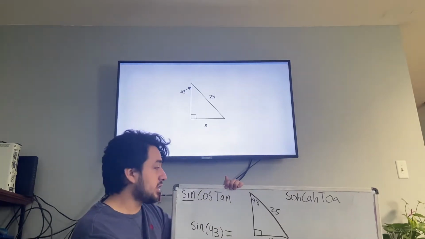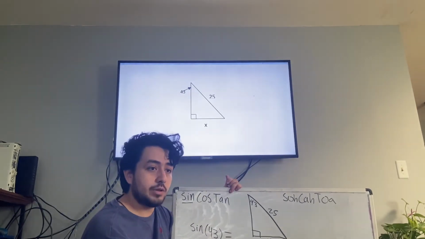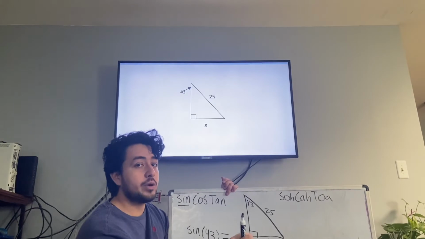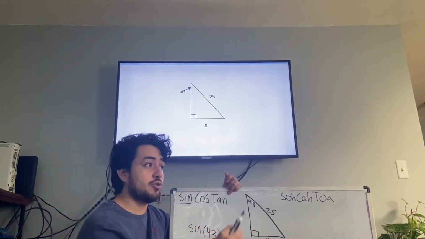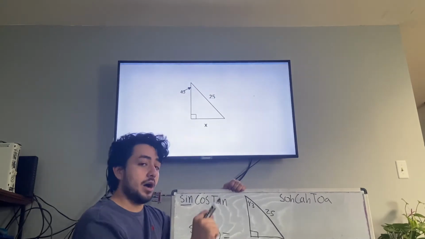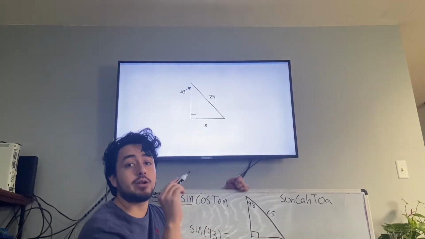Remember to always have your scientific calculator in degree mode. The way you're going to do that is press the second button, mode, and it should take you to a long menu screen with a bunch of options. There should be an option of radians or degrees. You should be able to make sure your calculator is in degree mode.